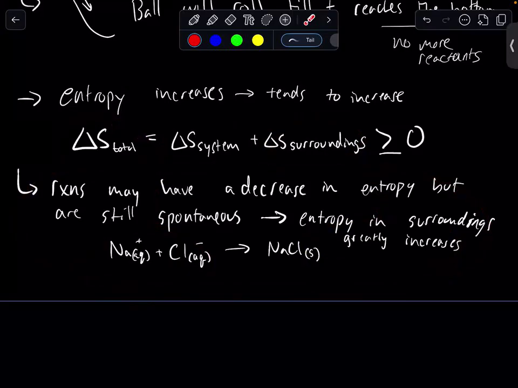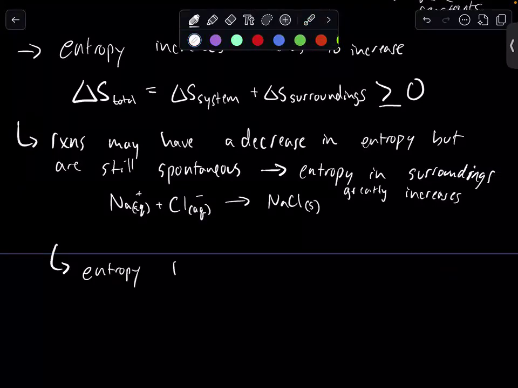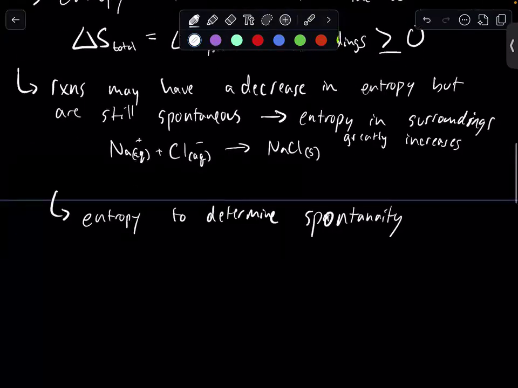So where does this all point to? Well, this points to actually using entropy to figure out whether a reaction is spontaneous. So let's use entropy to determine spontaneity. I probably spelled that wrong. Give it your best shot. So how do we do that? We do that with Gibbs energy.